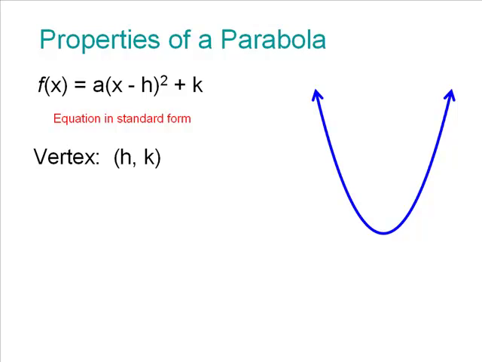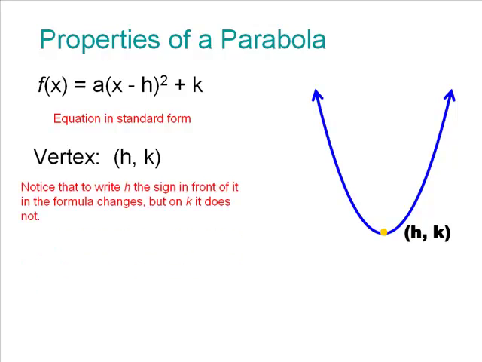The vertex of a parabola is going to be at (h, k). So the vertex is this yellow point here, and that is going to be called the vertex, as I said earlier. Now, something interesting about the vertex is that h is going to be the opposite sign as what it is in the formula, and k is going to be the same sign. So h is going to be the opposite of whatever the sign is in the formula, and k is going to be the same as the sign in the formula.